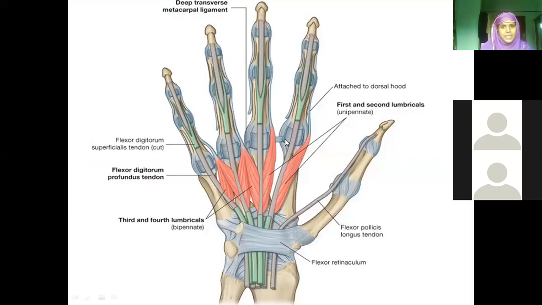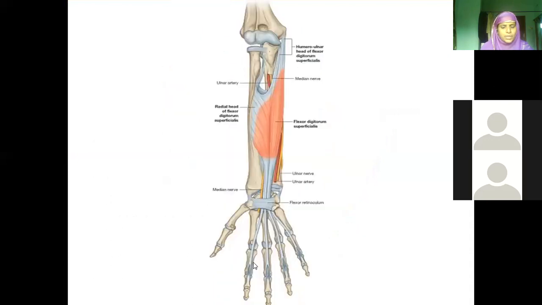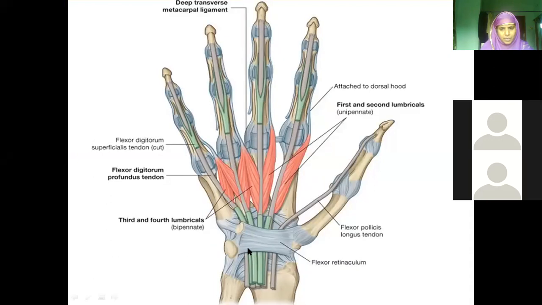So you can see very nicely, beta. Are you finding this muscle here with green tendons? These green tendons are nothing but the flexor digitorum superficialis. Underneath this you will have flexor digitorum profundus, one below the other. They are arranged below the flexor retinaculum.